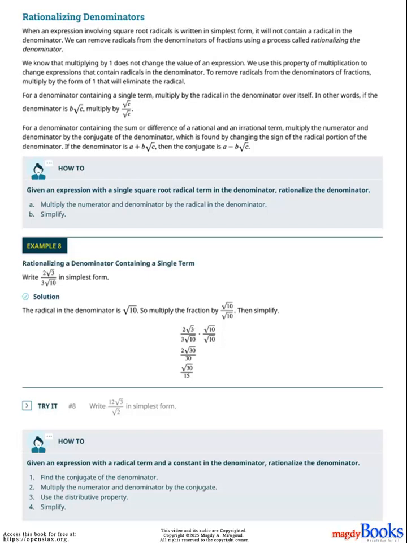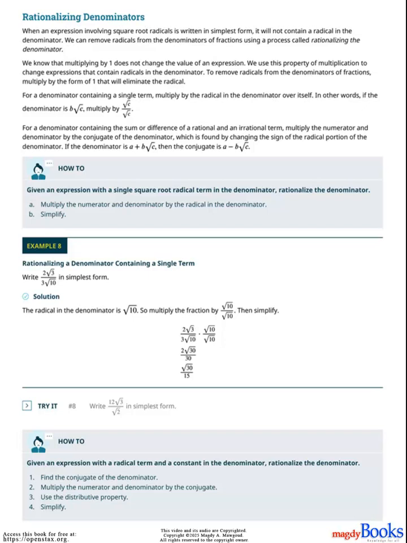How to: Given an expression with a single square root radical term in the denominator, rationalize the denominator. A. Multiply the numerator and denominator by the radical in the denominator. B. Simplify. Example 8. Rationalizing a denominator containing a single term. Write 2 square root of 3 over 3 square root of 10 in simplest form.